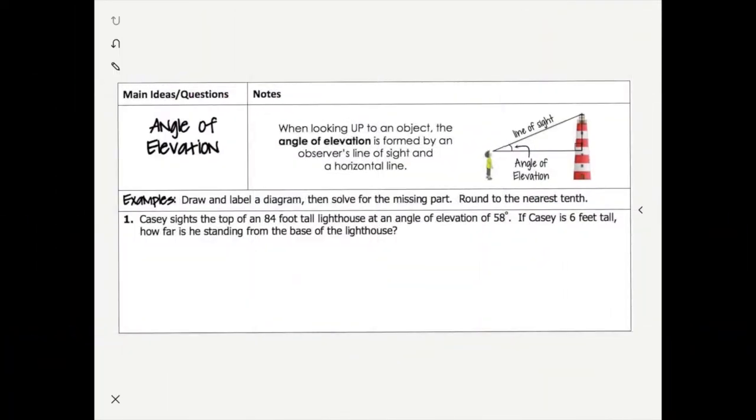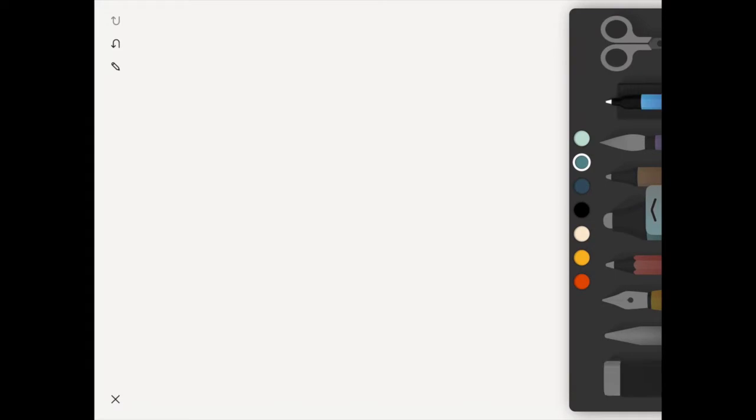When looking up to an object, the angle of elevation is formed by an observer's line of sight and a horizontal line. So before we get into the problem, I'm going to draw an image that hopefully will help you better understand what angle of elevation is. So imagine that this dot is you. So this is you. You are the observer, and you are looking up to an object.